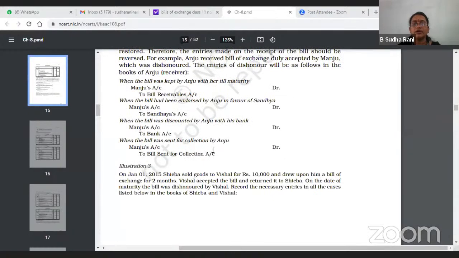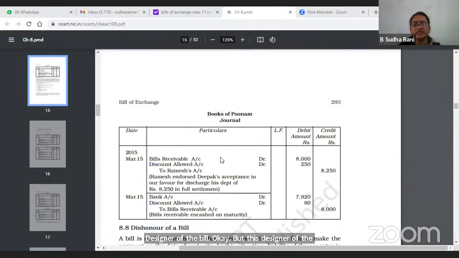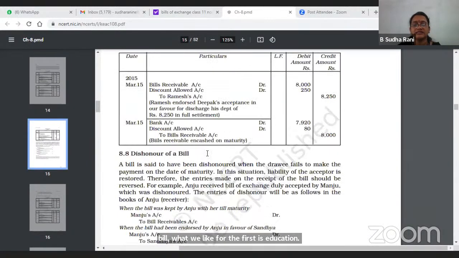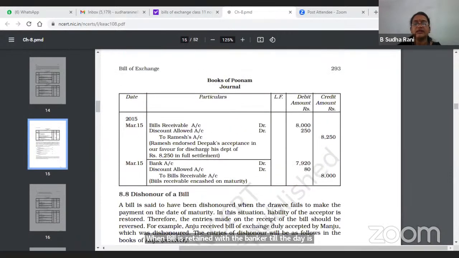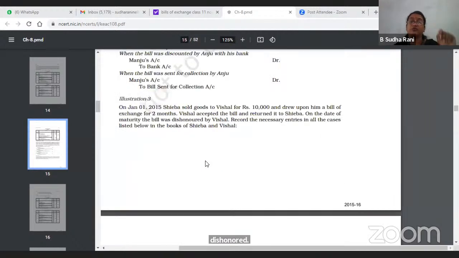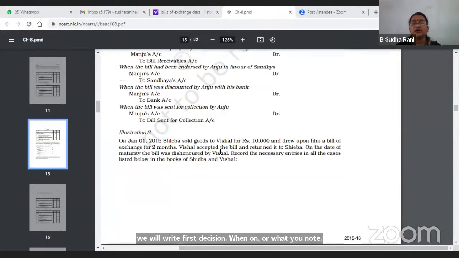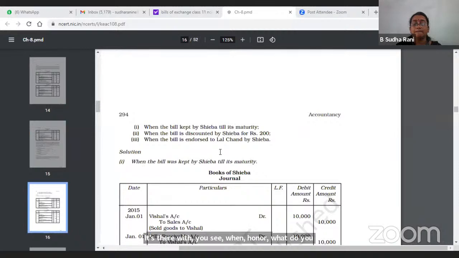Dishonor of the bill. For this dishonor of the bill, what do we write for the first situation, when the bill is retained with the banker till the date? If the banker retains the bill till the date and the bill is dishonored, then we will write the first situation. When honored, what did you write? It's there with you. See, when honored, what did you write? Bank account debit to bills receivable account, right? So when dishonored, meaning the bill amount is not paid by the drawee, that is the customer, then in place of bank, the customer's name will come.